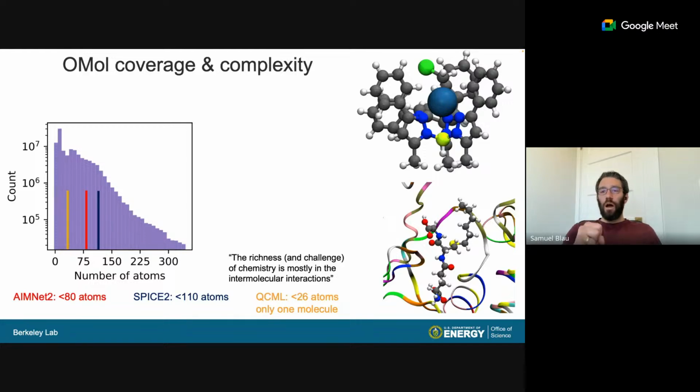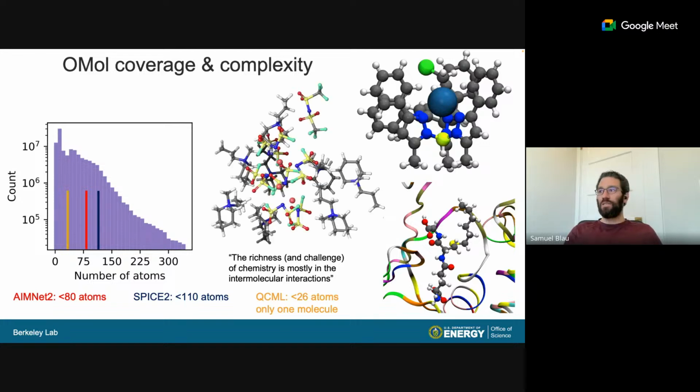We have metal complexes with these shells of ligands all around them, which are central to separations and catalysis. And we have large chunks of electrolytes with these charged molecules that are central to electrochemical manufacturing and batteries. And we have large enough systems to really capture the interplay between intermolecular and intramolecular interactions that really govern chemistry.